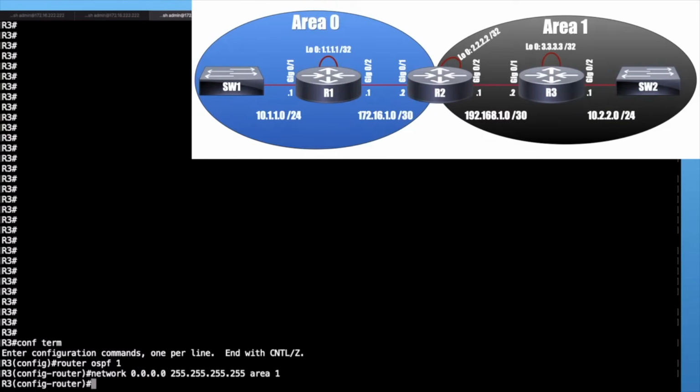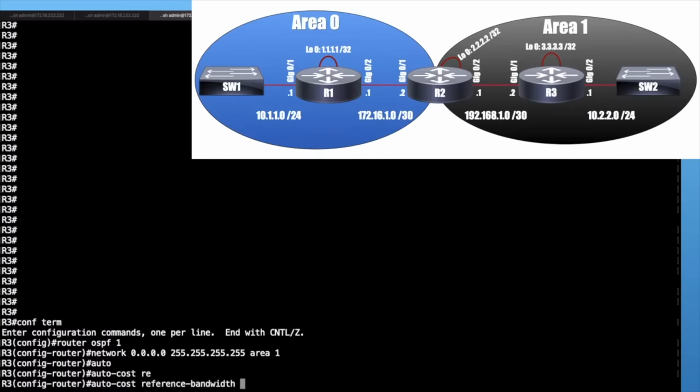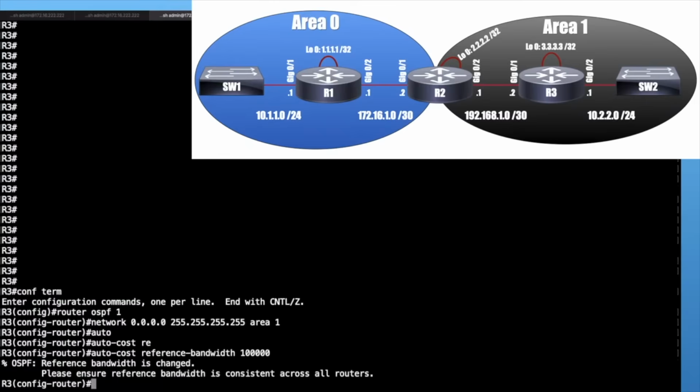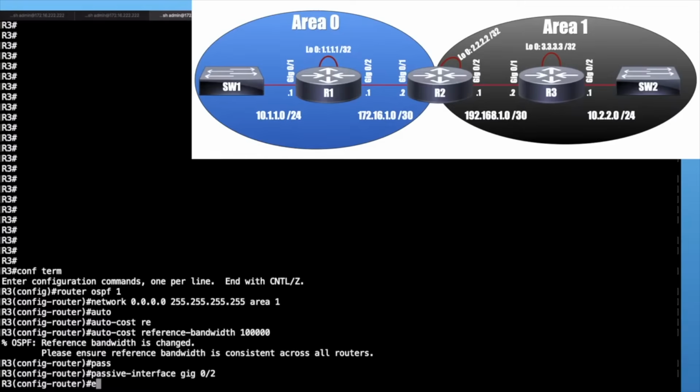Let's set the reference bandwidth. I'll say auto cost reference bandwidth 100,000. Make sure I got the right number of zeros there. And, I've got another opportunity for a passive interface. I'm not connecting to a router out of gig 0/2 on R3. I'll say gig 0/2.